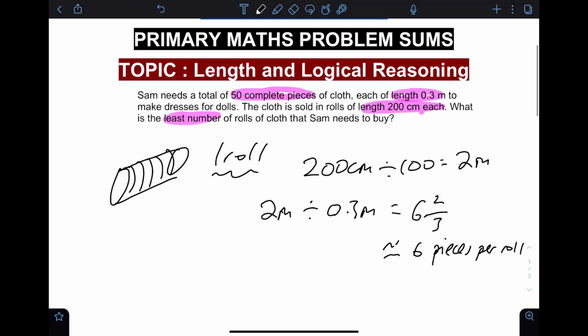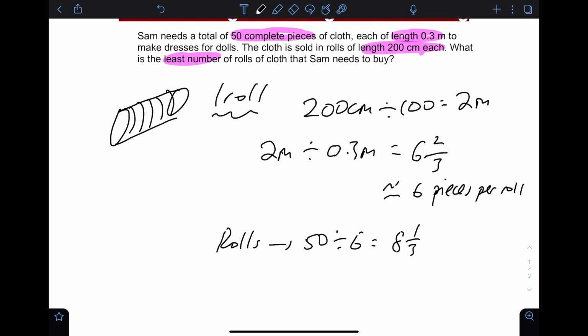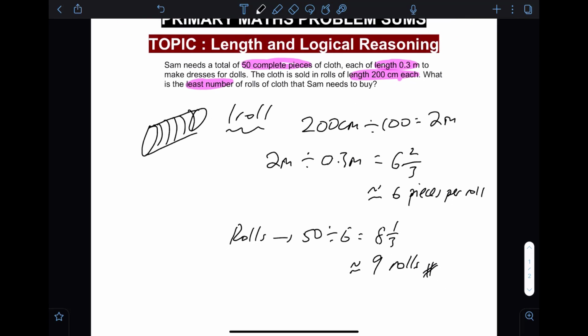Alright, and bear in mind we need 50 pieces. So how many rolls do I need? 50 divided by 6, that would be 8 1/3. Which is actually 8 1/3 may not be enough, right? Because you cannot buy 1/3 of a roll. You need to round this up to 9 rolls. This is the minimum that is needed for this particular question.